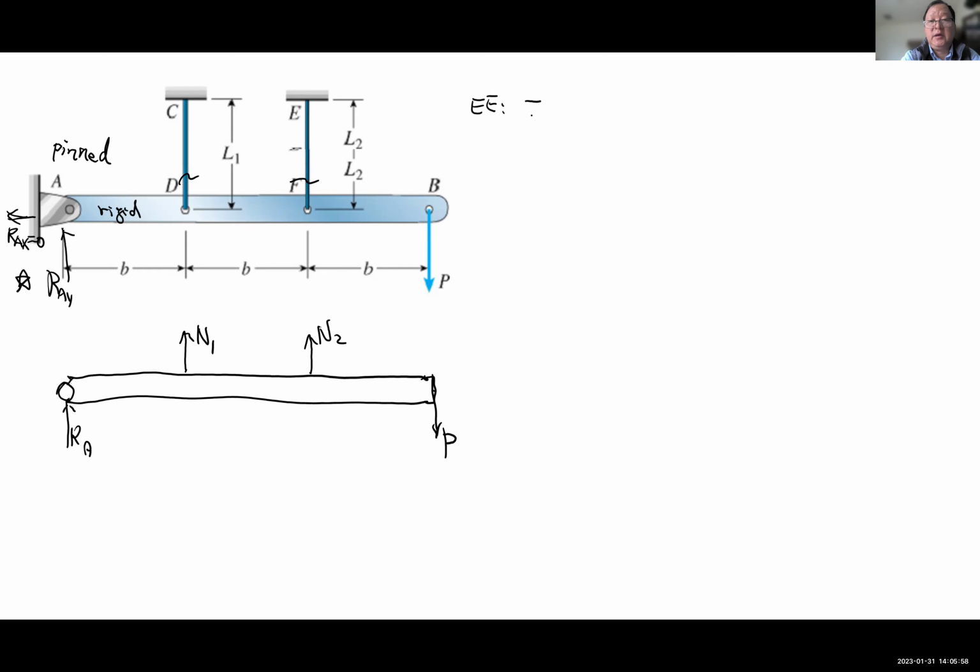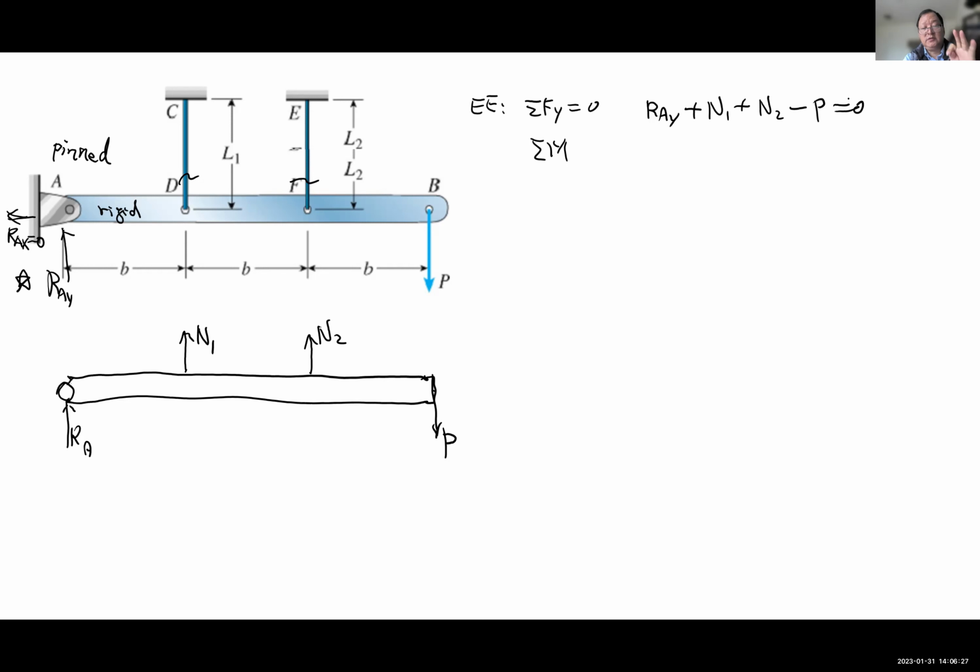We should have sigma Fy equals 0, then sigma M about a point equals 0. Okay, sigma Fy equals 0. Let's finish it. So what do you have? You have RAy plus N1 plus N2 minus P equals 0. How many unknowns? Three unknowns, right?